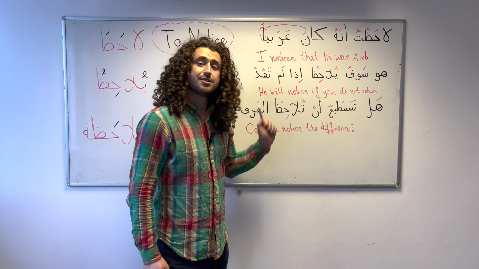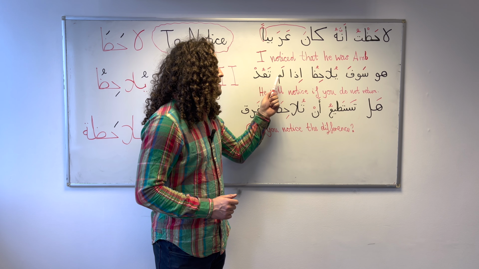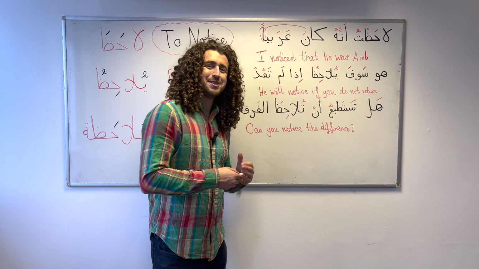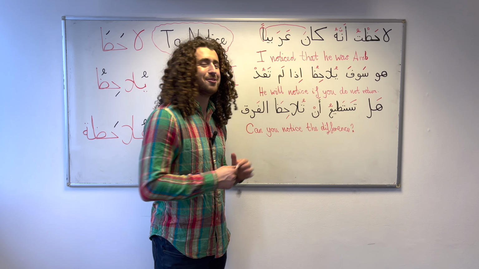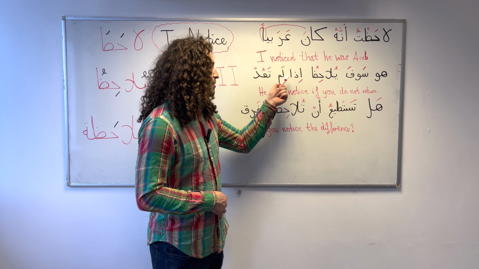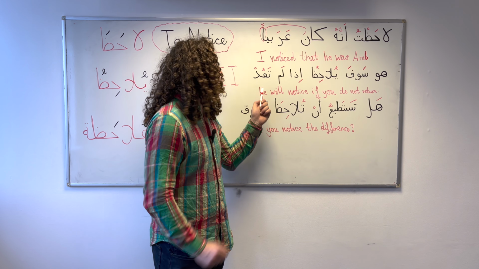Now to negate the past in Arabic, we need to use lam. So idha lam, and then after lam, even though we are negating the past, the verb needs to be in the present. I understand this is quite a lot here, but just bear with me. So idha, so we need to be in the past. But then to negate the past, it's lam. So then the verb is actually in the present.